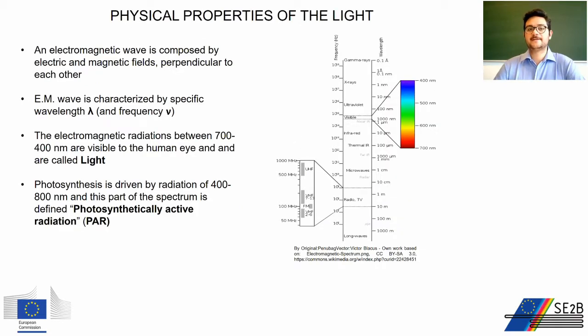What we call light is an electromagnetic radiation with a specific wavelength range. All electromagnetic waves are characterized by a wavelength and a frequency, and these parameters provide us information about their energy level. Light is the electromagnetic radiation between 400 and 700 nanometers, and in this range it is visible to the human eye. The part of the spectrum used by photosynthetic organisms is the range between 400 and 800 nanometers and is defined as PAR, or photosynthetically active radiation.